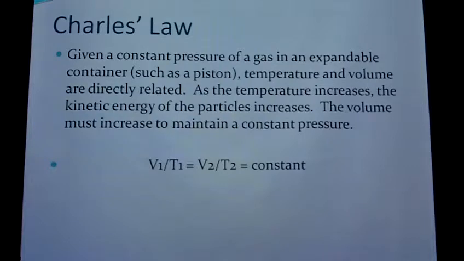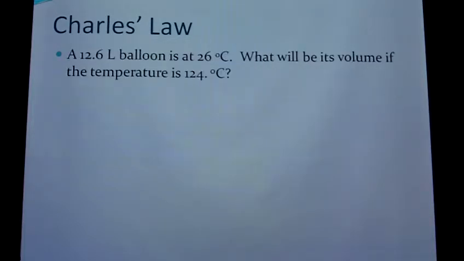So here's the formula. V1 over T1 is equal to V2 over T2, which is equal to some constant. Let's take a look at a problem. It says a 12.6 liter balloon is at 26 degrees Celsius. What will be its volume if the temperature is 124 degrees Celsius?